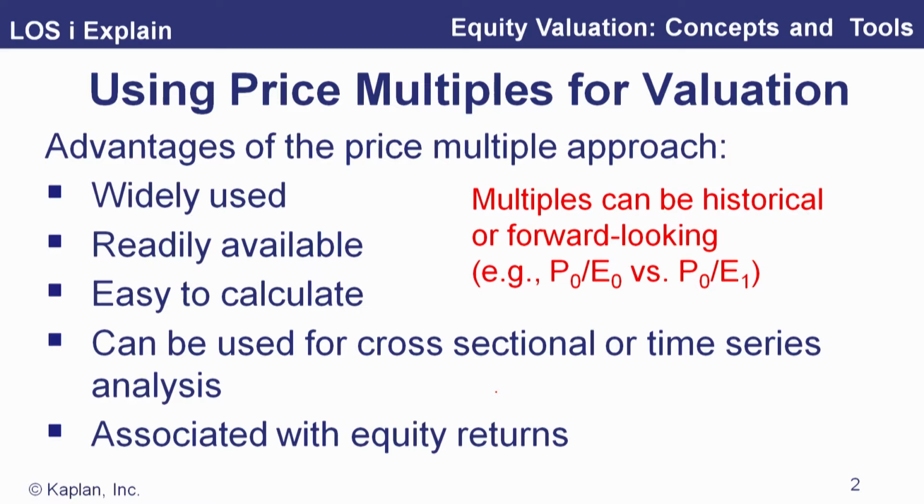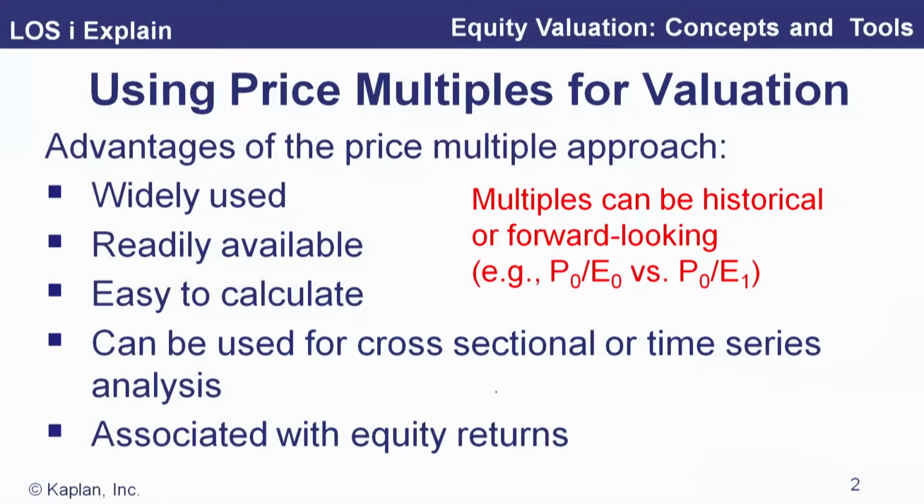So what are the advantages of this? Well, they're widely used. Everybody talks about price-earnings ratios. They're easy to calculate and readily available, and we can use those for cross-sectional analysis, comparing firms at a point in time, or we can use time series, looking at what the price-earnings ratio, for example, has been for a stock over time and saying, well, it's at the high end of its range, or gee, its PE has never been so low, things like that. And there is an association between some of these multiples and equity returns in the future.